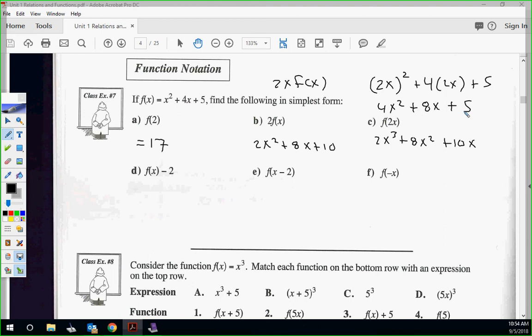Okay, remember, look at the difference here. 2f of x, f of 2x. All right. F of x minus 2.